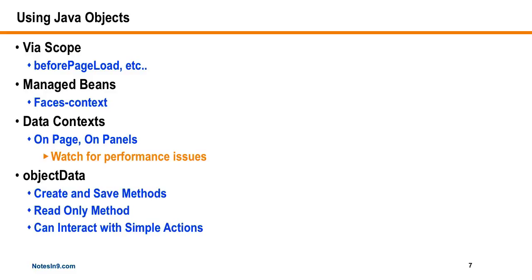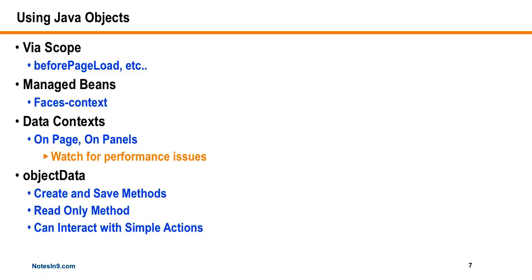And then there's this new one that I've been playing with recently, which I hope to get some shows out about. It's the data source called object data. So you can create this object data source and point it to your Java class, and then it has create and save methods. It has a read-only method that I've never yet gotten working, but the create and save methods I have. So now you can use simple actions for save. You just save the data source and stuff like that, and it works. So that's kind of interesting too.